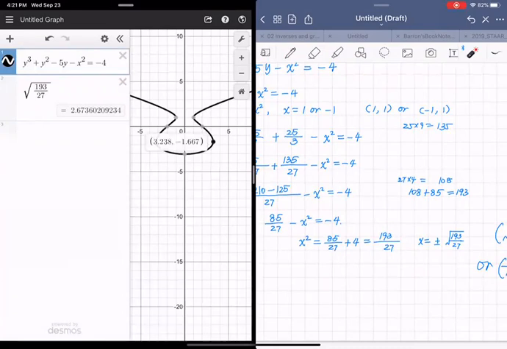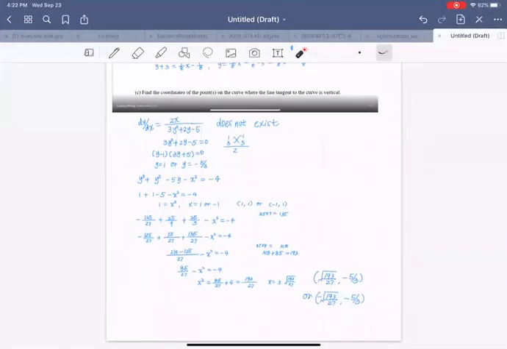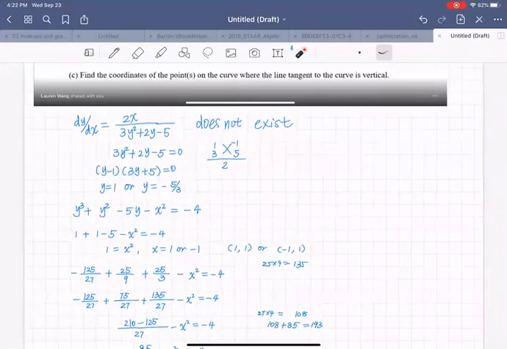Some calculation wrong. Let's double check, okay. Yeah, let's double check. Let's see which part we got the mistake. We make the denominator to be 0.